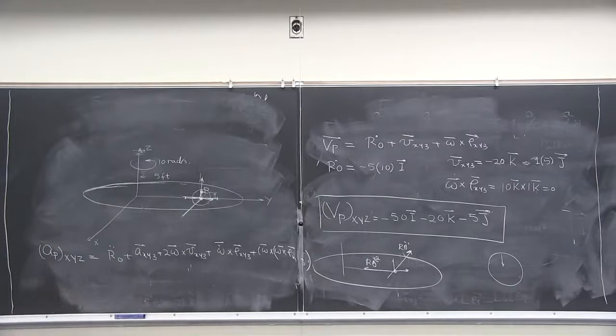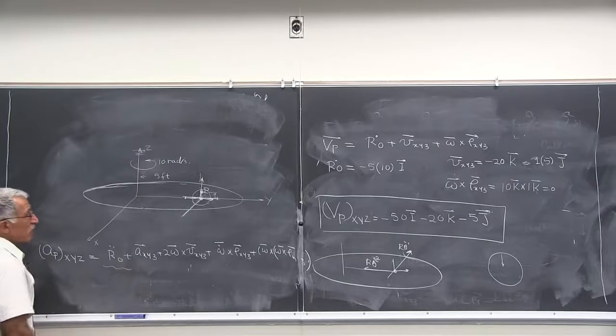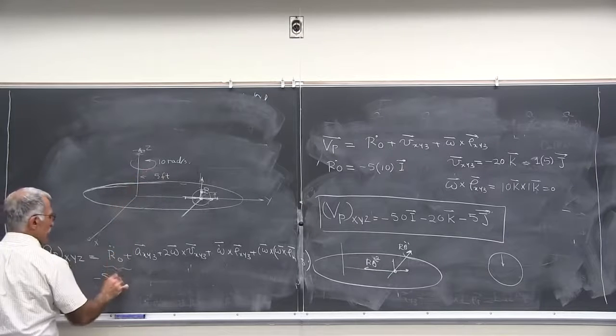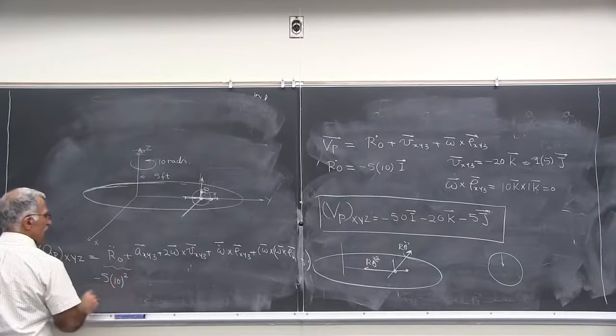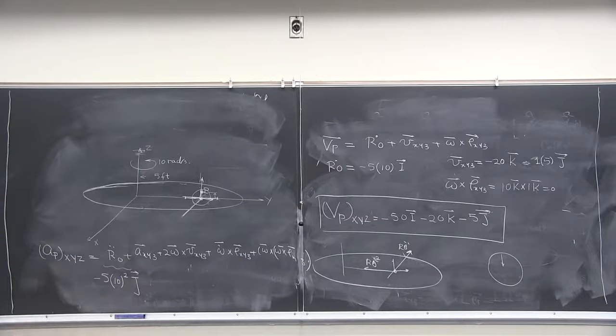And because my theta dot is constant, theta double dot would be 0. I have only one acceleration, and this r double dot O is equal to minus 5 feet per second squared, and the direction of that one is capital J at this instance.